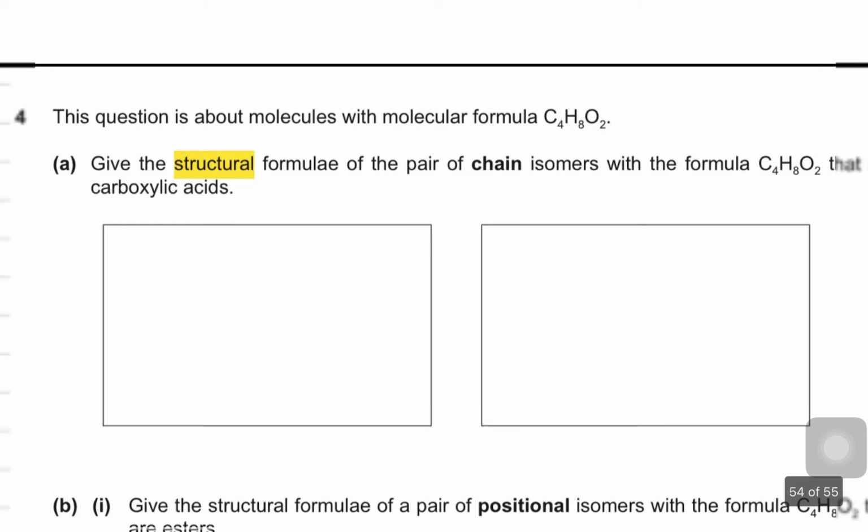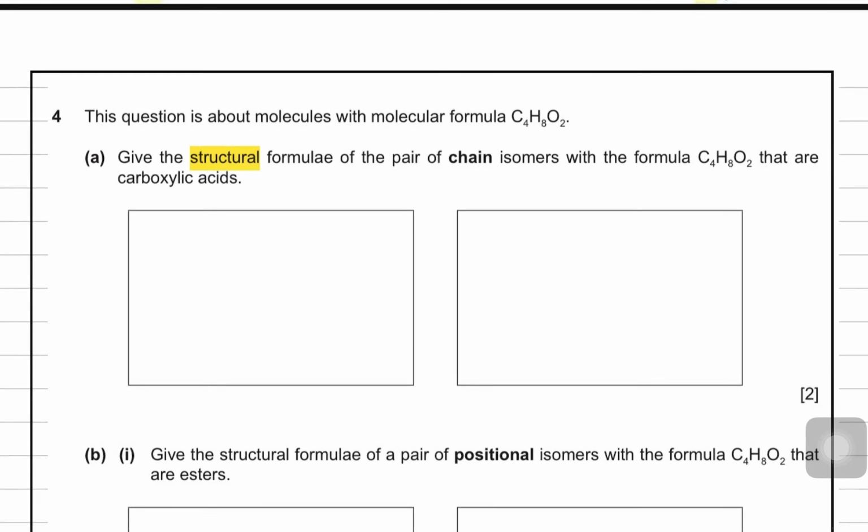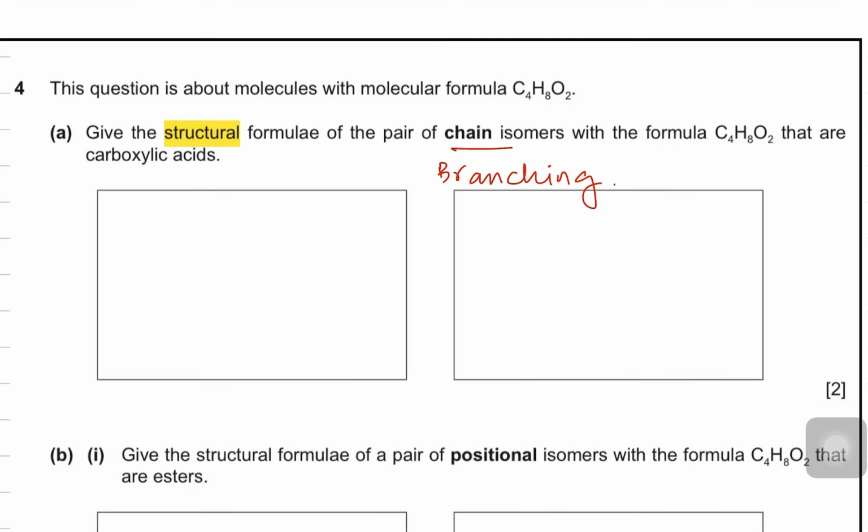Let's do this structure. The question is about molecules with molecular formula C4H8O2. Give the structural formula of the pair of chain isomers, which means branching. Chain means branching. With the formula C4H8O2, there are carboxylic acids. So you know what are carboxylic acids? They have the carboxylic acid functional group.